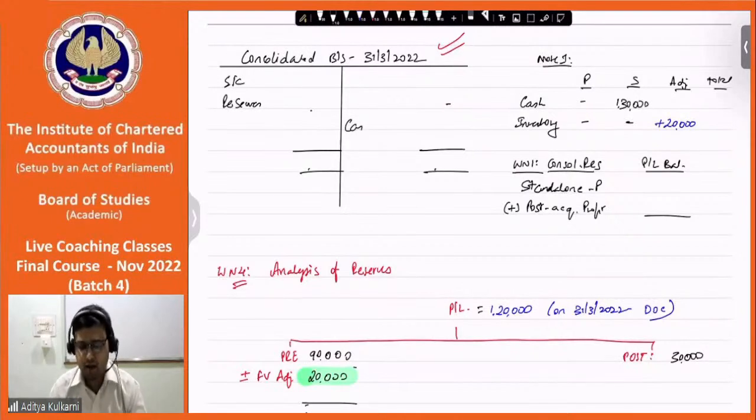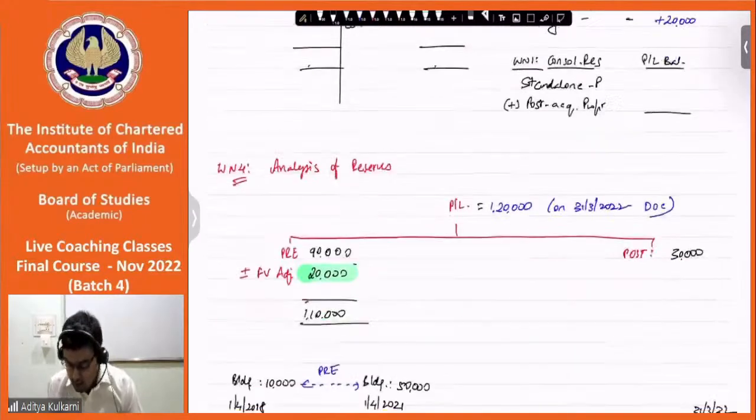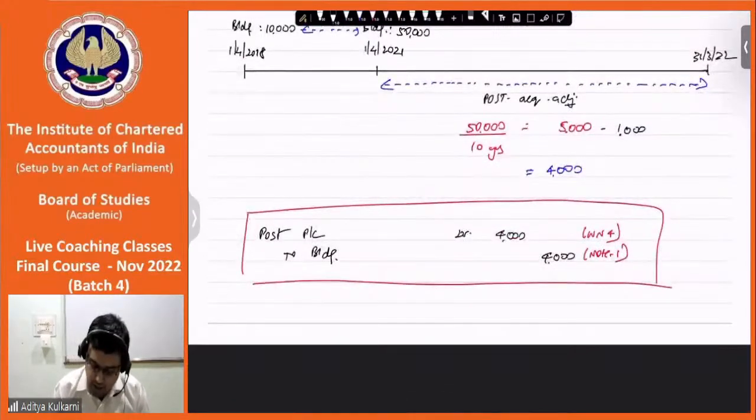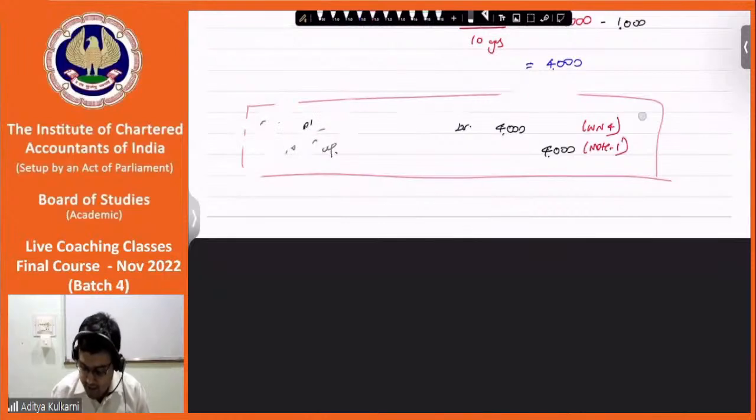Is it okay? Fair enough. So now the problem arises. Do I take the entire 30,000 straight away to the consolidated P&L? Answer is no, you cannot. Because out of 30,000 worth of post-acquisition profits, I have already recognized this 20,000 on the date of acquisition itself. Why? Because that was by way of a fair value adjustment.